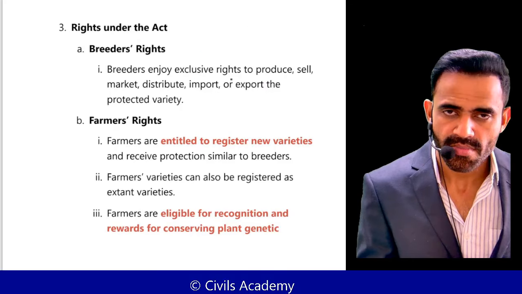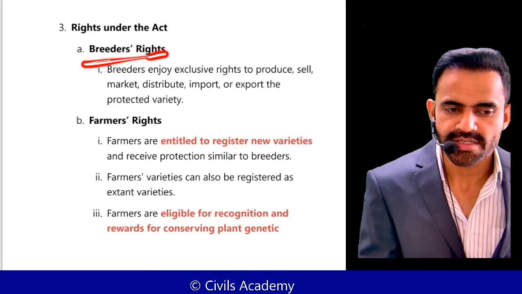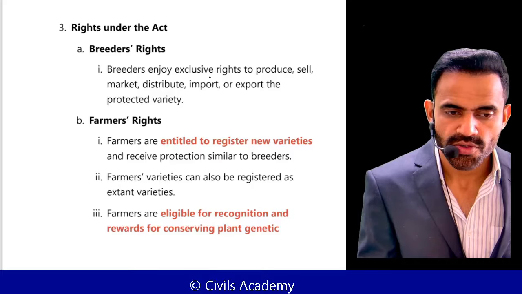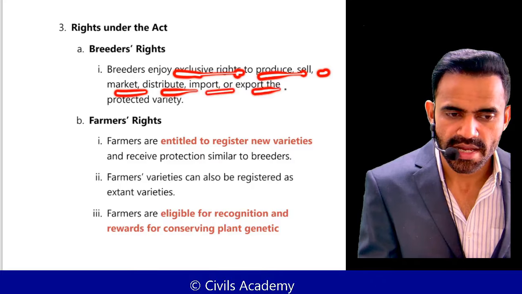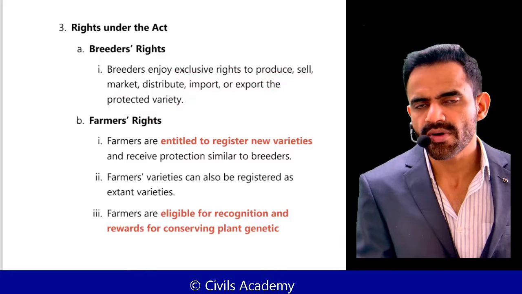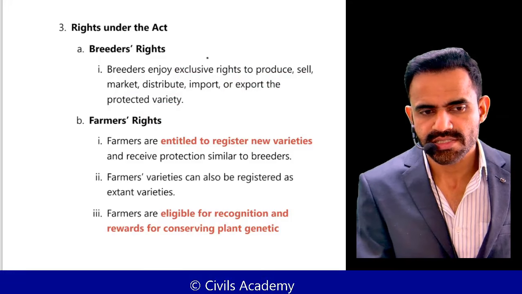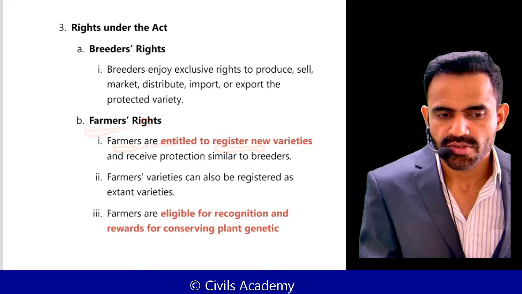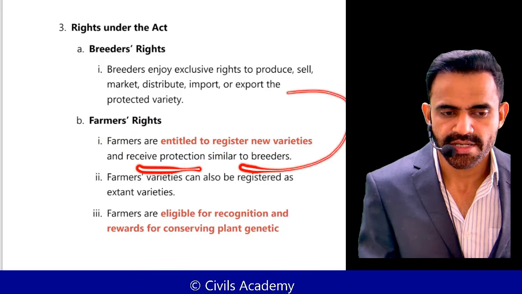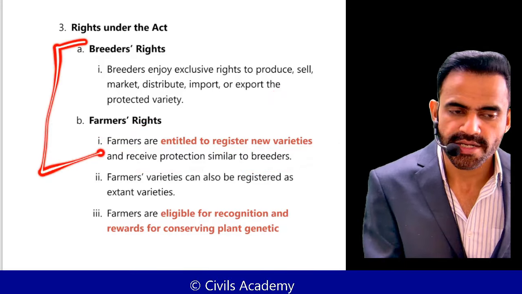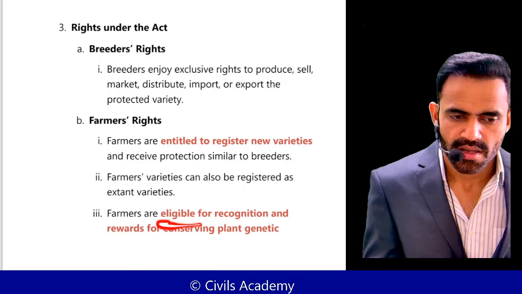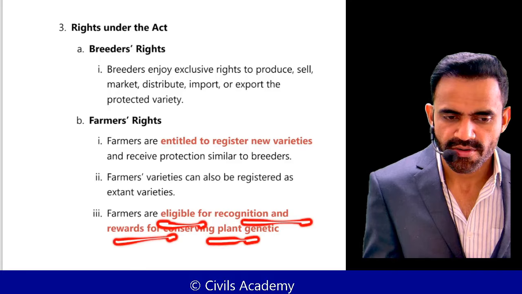Now, what are the rights under this act? Breeder right. Breeder basically means you have developed a new variety through R&D. So you have exclusive right to produce, sell, market, distribute, import, and export the variety. Otherwise, why you are going to invest your time and money into this if you will not have exclusive right? But understand, farmers are also entitled to register new varieties, and they can receive protection similar to breeders. So what we are trying to do, we are trying to balance the breeder as well as farmers. And farmers are eligible for recognition and reward for conserving the plant genetic varieties. Quite obvious is there.